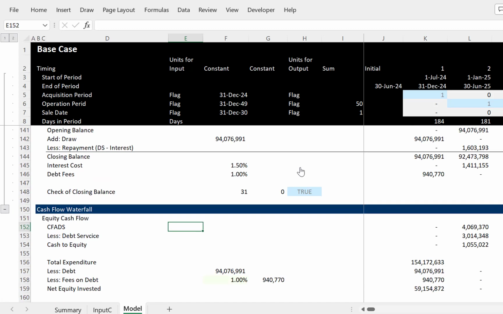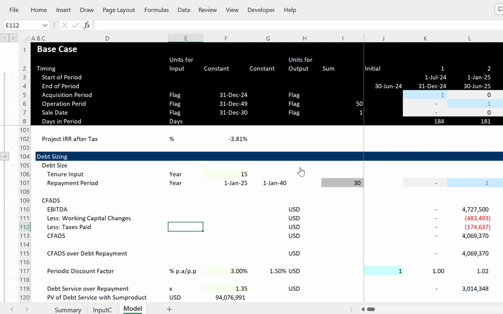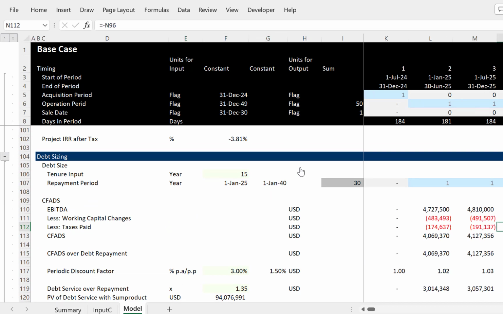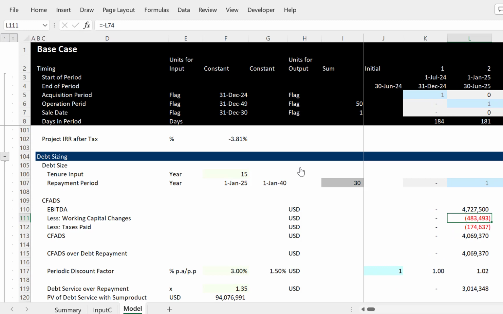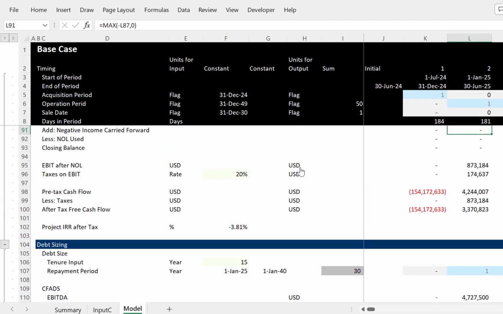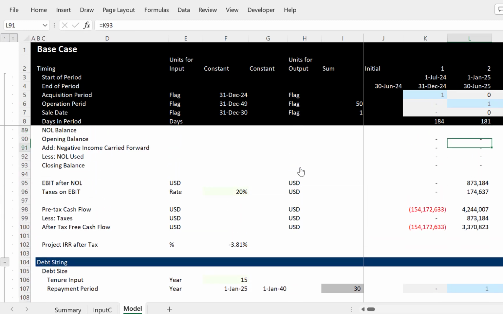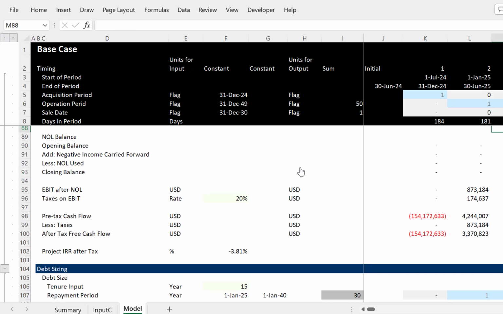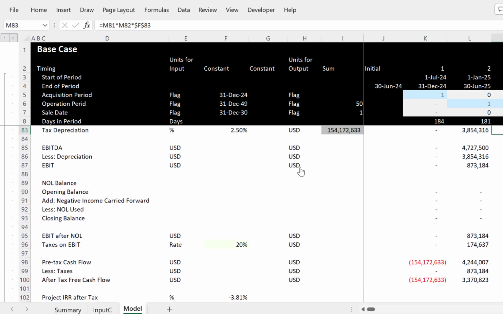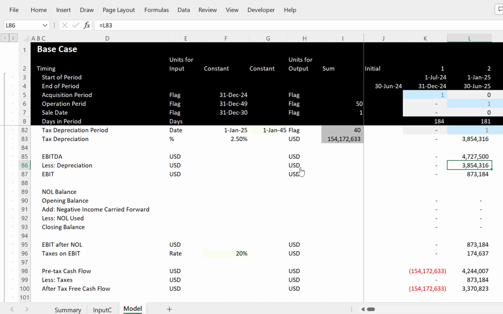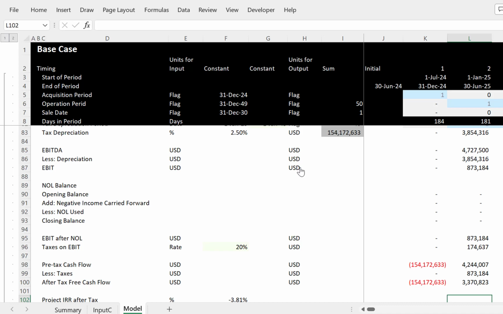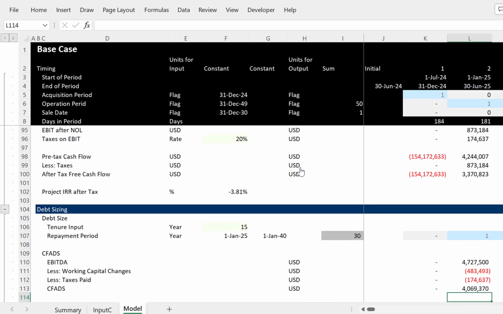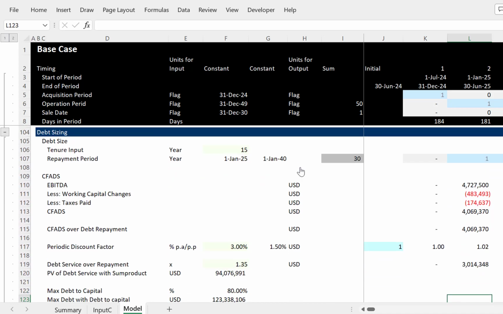Okay, this is the cash flow waterfall. This is the debt sizing. What happened here? Do we pay taxes immediately in this case? What's going on? No. Taxes on EBIT. Yes. No. What's going on here? Oh, yeah. We have positive EBIT. I hope that's okay. And then, if we have positive EBIT, where is our interest?